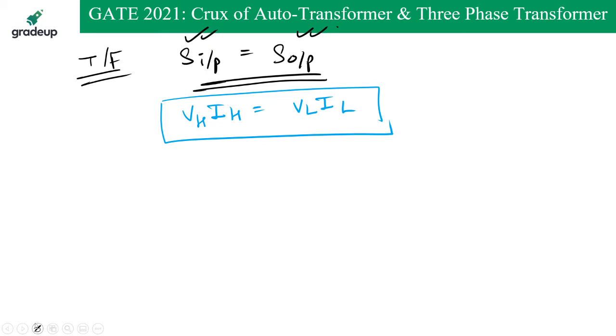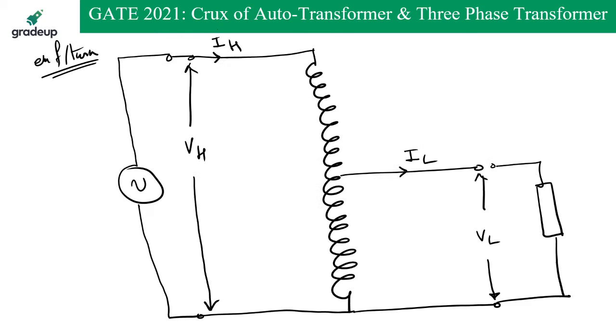Now, if you are saying that VH is more than VL, then automatically you can deduce that IH is going to be less than IL. It means the current at the high voltage terminal is going to be less than the current at the low voltage terminal. What does it mean?